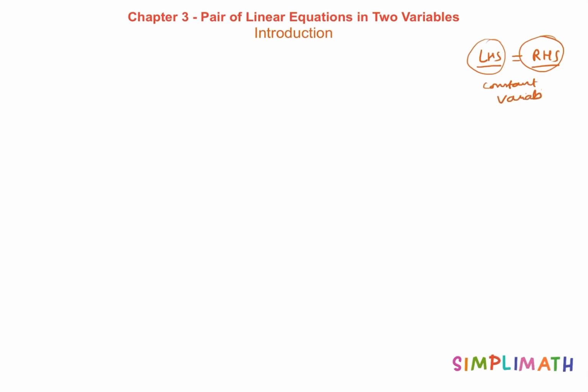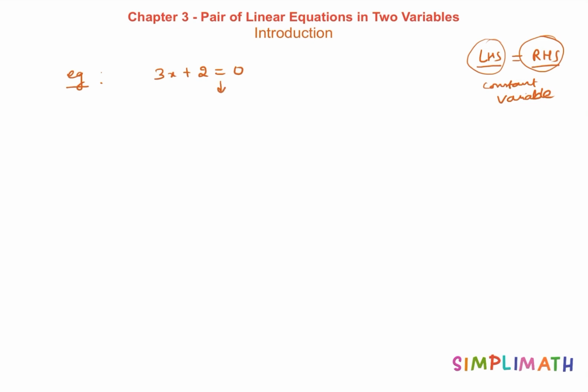Alright, so now what is a linear equation? A linear equation is an equation in which the highest power of the variable is 1. That is, the degree of the equation is 1. For example, if I talk about linear equation in one variable, I can say 3x plus 2 equal to 0.